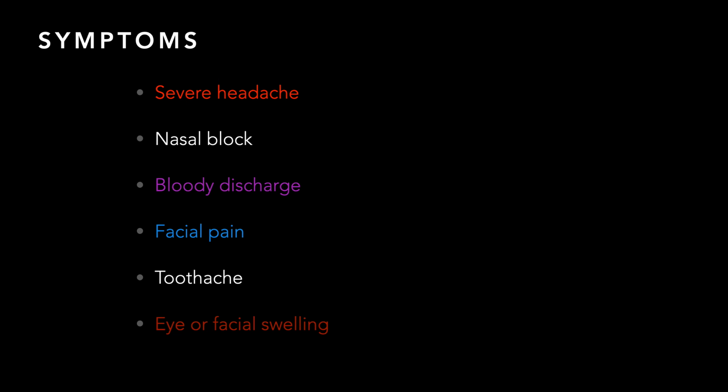What are the symptoms when there is orbital or rhino-cerebro-orbital mucormycosis? I am going to discuss only this rhino-cerebral orbital mucormycosis. The main symptoms are severe headache, nasal block, bloody discharge, facial pain, toothache, eye or facial swelling, usually unilateral, then gradually it can progress to bilateral.